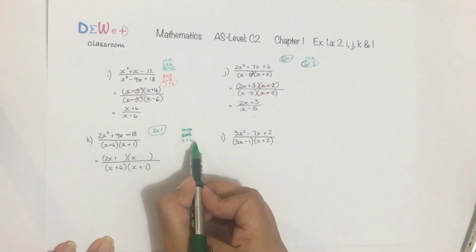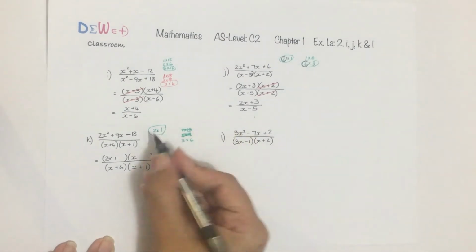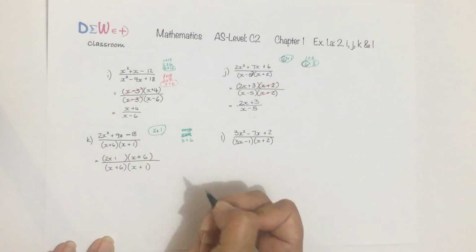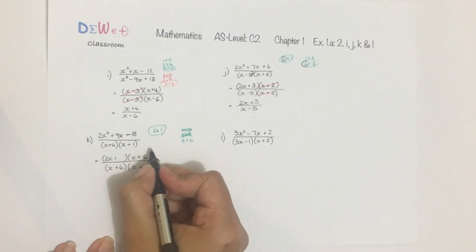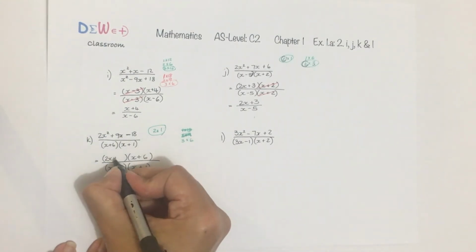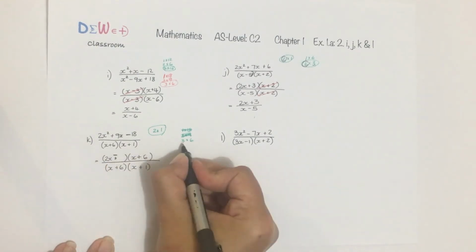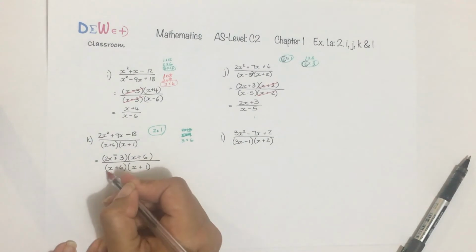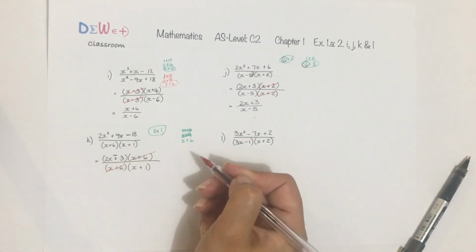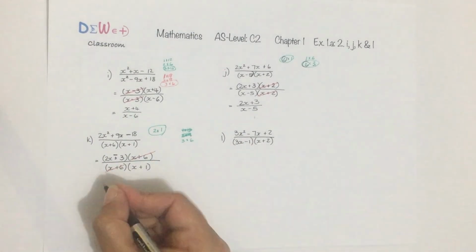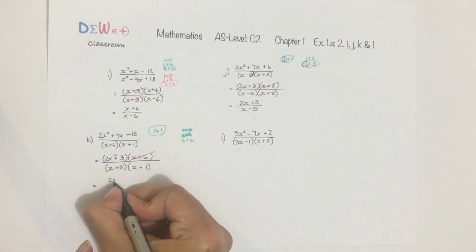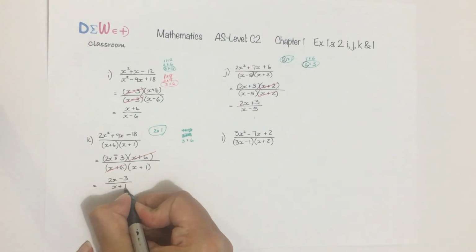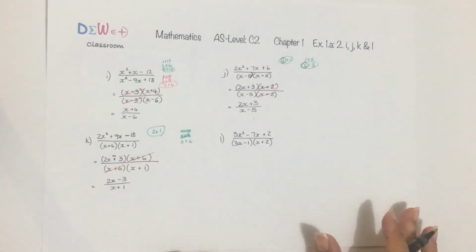So 2 times 6. We need to put the 6 in this one. 2 times 6, and that's going to be your positive. 2 times 6 is plus 12, and then this one needs to be a negative 3. We've got 2 brackets that are exactly the same, the x plus 6. They cancel out, and we are left with a 2x minus 3 and an x plus 1 at the bottom.